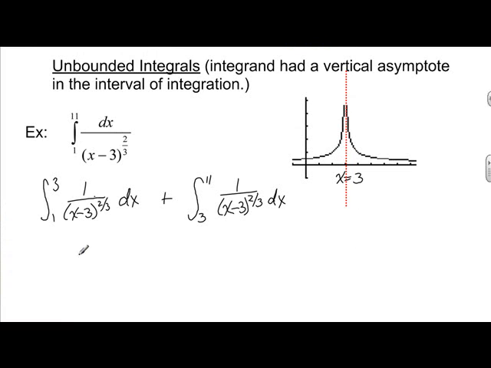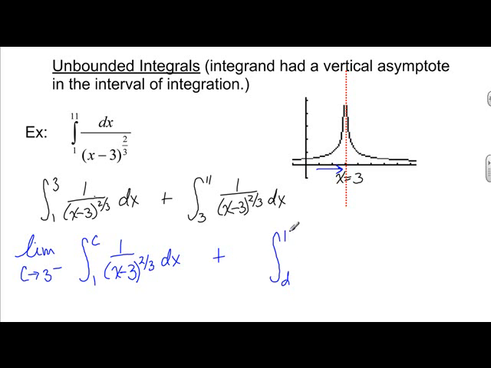So I'm going to rewrite that integral from 1 to maybe c for 1 over x minus 3 to the 2/3 power. And then I'm going to allow c to approach 3 from the left side. So we're going to take a limit of that definite integral as c approaches 3 from the left. The direction is important. For the next integral, we don't want to use the same parameter c, so let's use a different one, d to 11. And then d is allowed to get closer to 3, but from the right side. So we'll take a limit of that as d approaches 3 from the right.